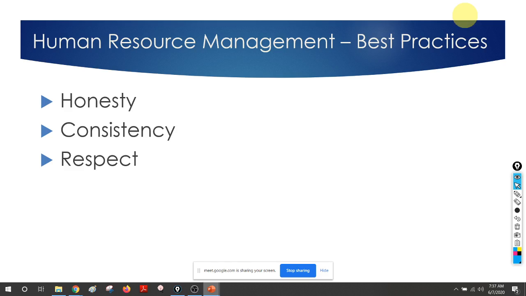Okay, so we need a few points here. We need honesty, consistency and respect. Those three are really very important. You must be very honest when it comes to managing your team members, and also you must have very good consistency. You can't treat different people in the same situation in two different ways. So you have to be very consistent.